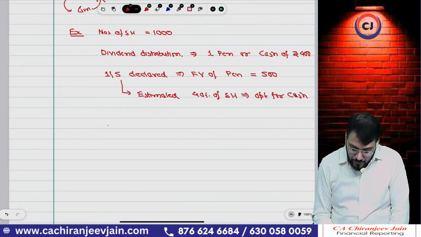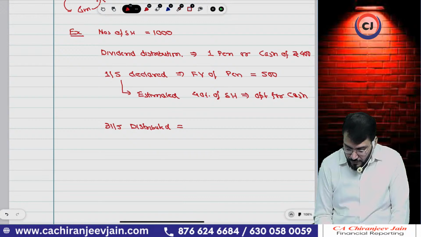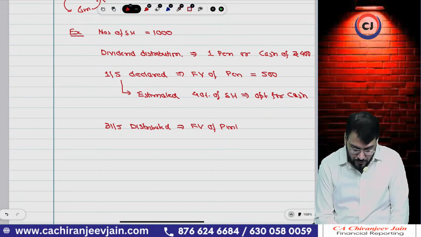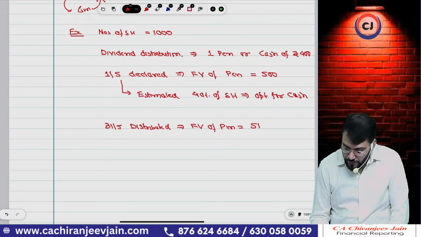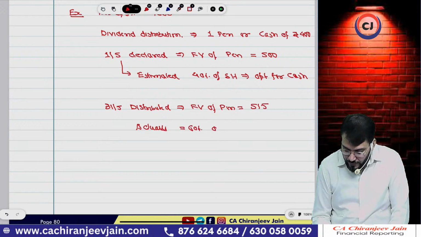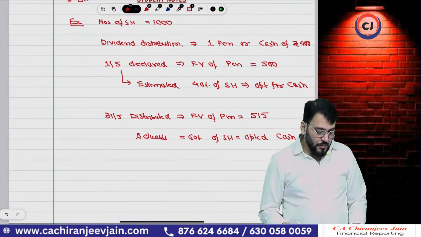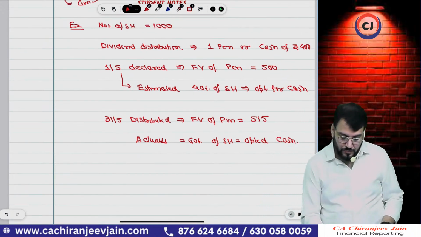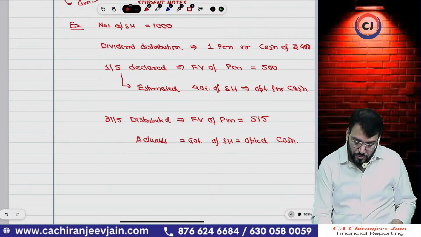Then on 31st May, it was actually distributed. That time the fair value of pen was 515. Now actually 60% of shareholders opted cash. Understood? Question you have understood? Tell me.